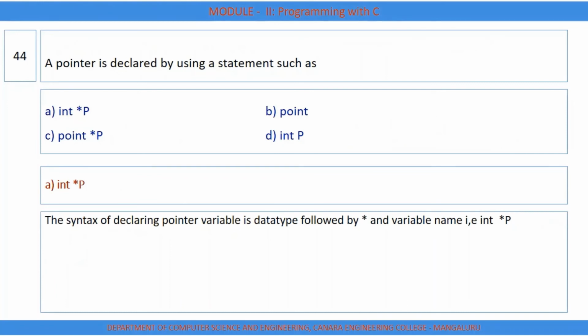A pointer is declared by using a statement such as option A, int *p, option B, point, option C, point *p, option D, int p. Answer is option A, int *p. That is the syntax of declaring pointer variable is data type followed by star and variable name.